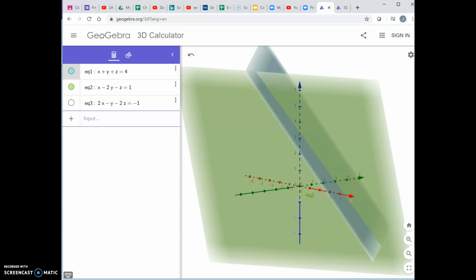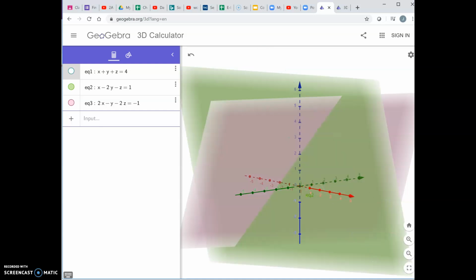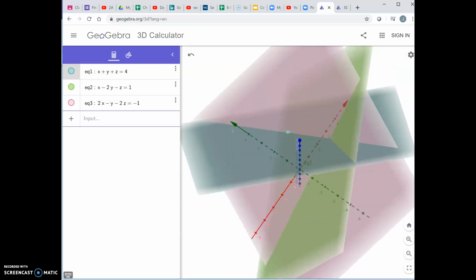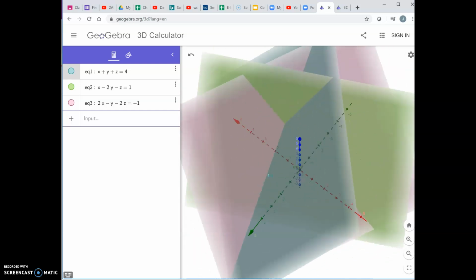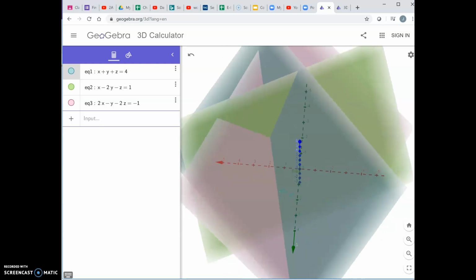Ready to involve equation 3? Here we go. We got the pink one. If you look at just the pink and the blue, they intersect an infinite amount of times. If you look at just the green and the pink, they intersect an infinite amount of times. But if you look at all three together, and we swirl this around a little bit, can you see the intersection point where they all three come together? I see it. It's right there.